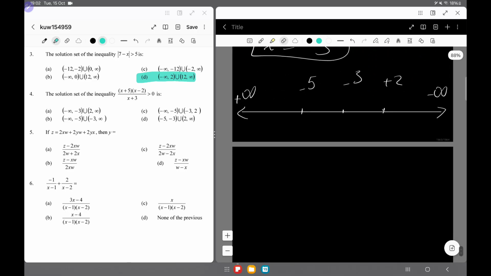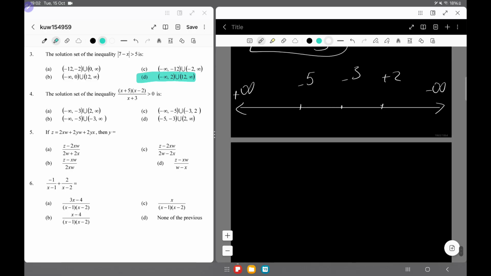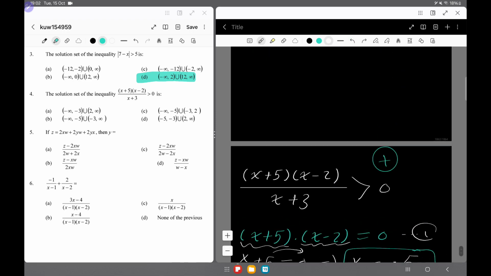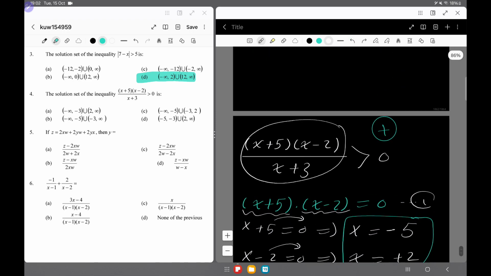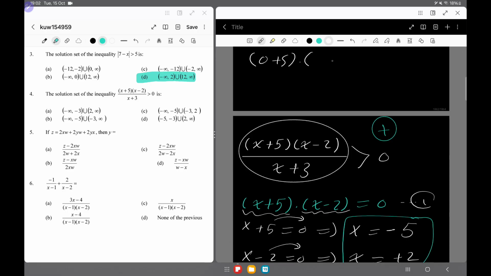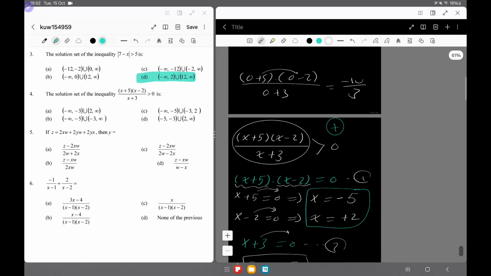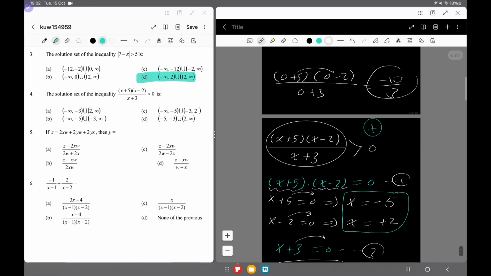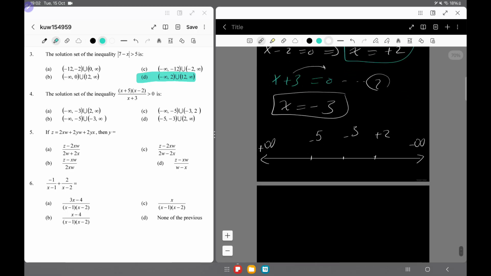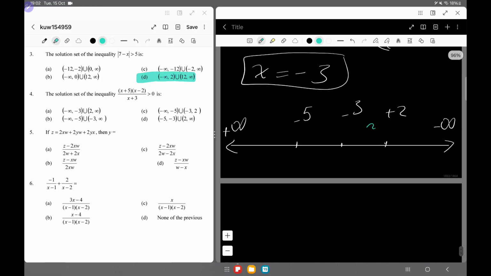We will start with, for example, between negative 3 and positive 2. Give me a number between them. Maybe 0, right? I will go up and substitute 0. It will become 0 plus 5 times 0 minus 2 over 0 plus 3. That means 5 times negative 2, negative 10 over 3. What does that mean? That means I get a negative solution. So in this interval, we will write negative.